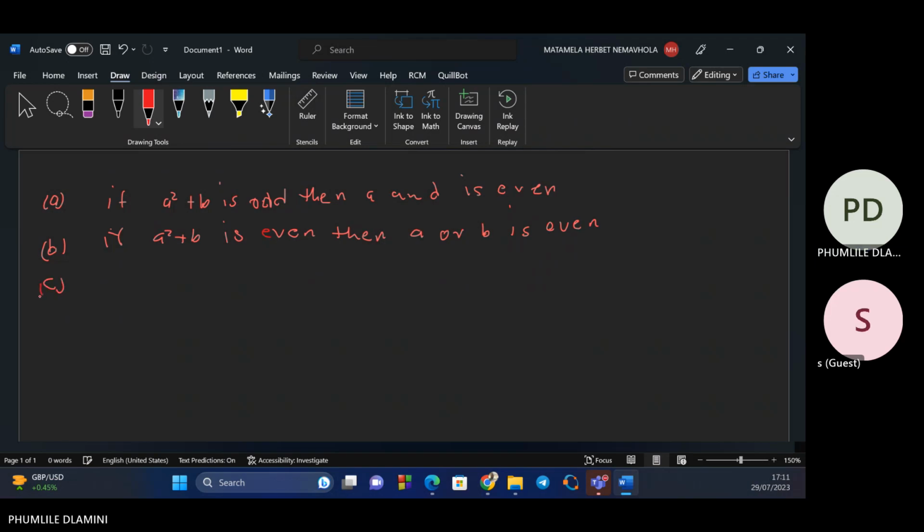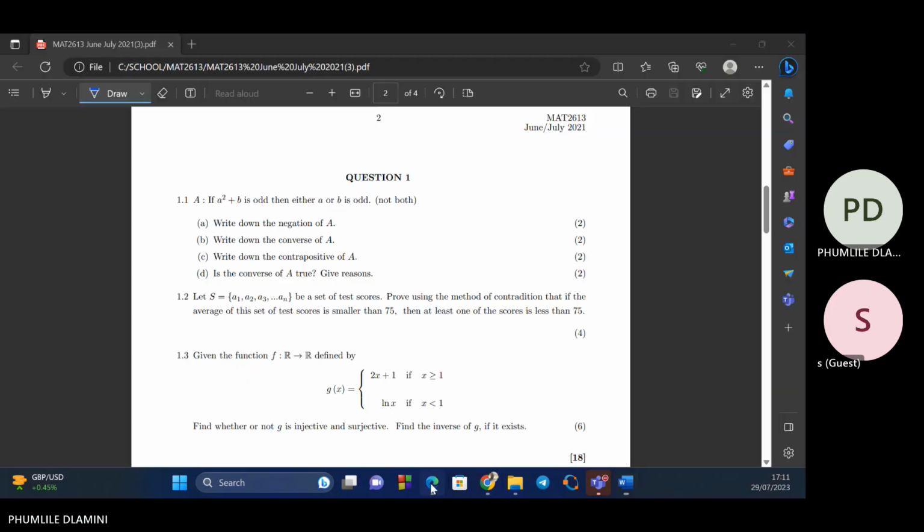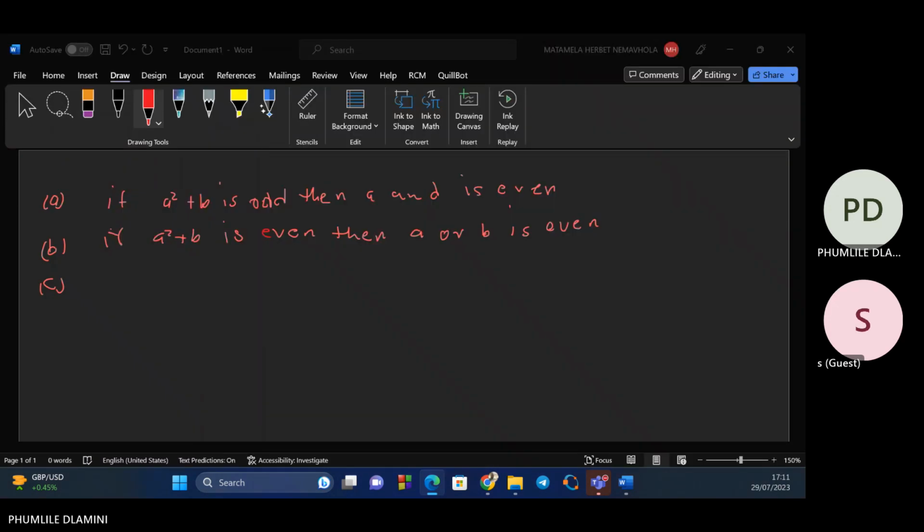Then C, let's write down the contrapositive of A. So the contrapositive of A, it will be, let me check.